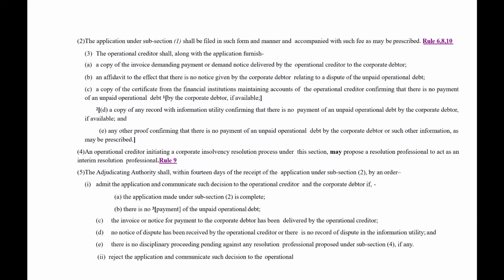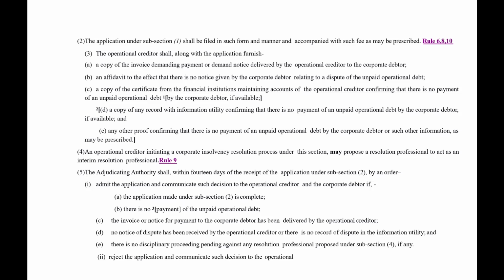So we have seen rule 6, 8 and 10. The operational creditor shall, along with the application, furnish a copy of the invoice demanding payment or demand notice delivered by the operational creditor to the CD, right? Affidavit to the effect. Because on the one side, CD has to say that there is no dispute, and then affidavit also has to be given by the OC that there is no notice given by the corporate debtor relating to a dispute of the unpaid operational debt, right?